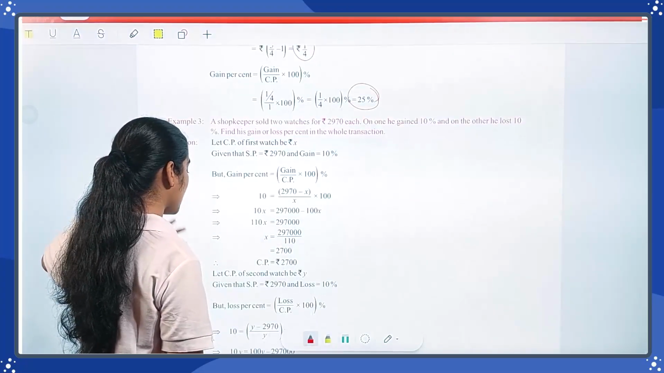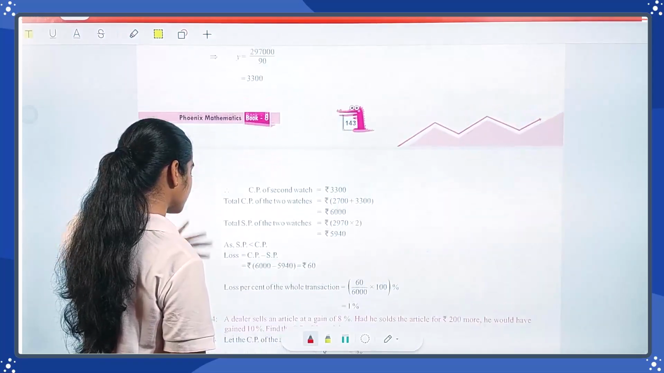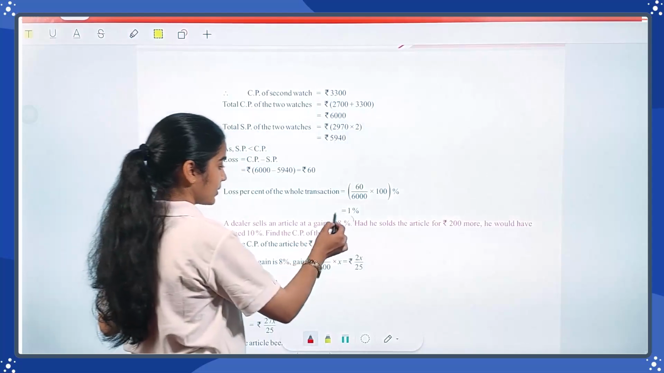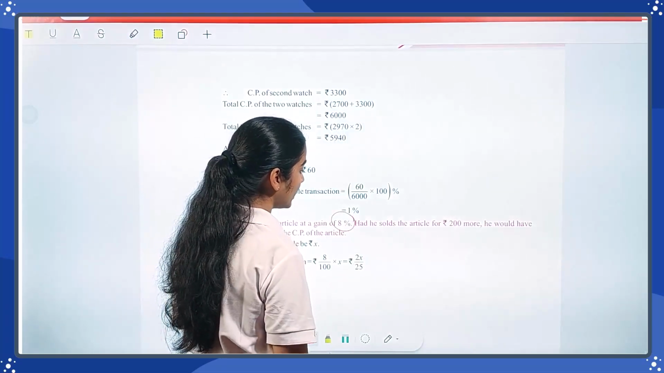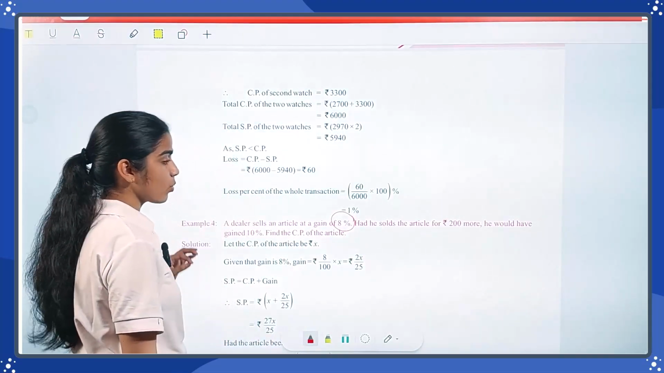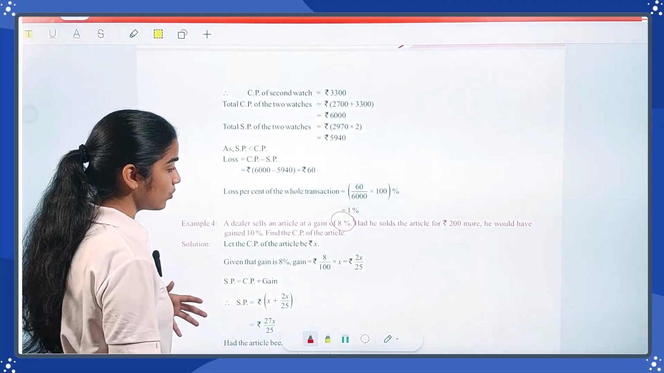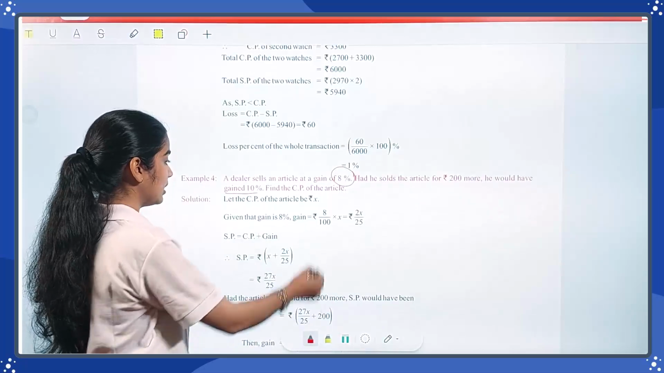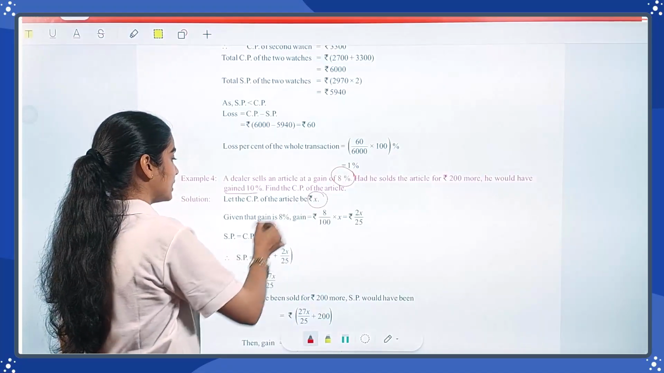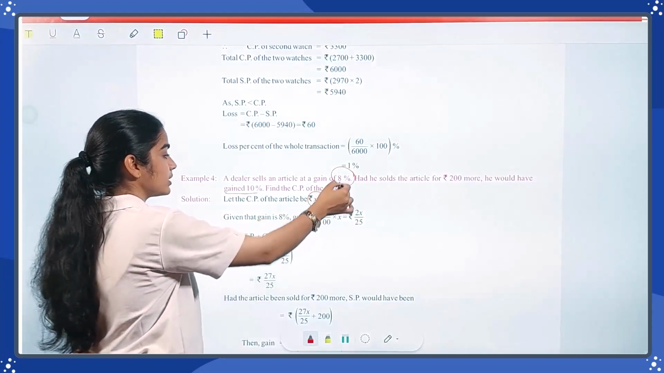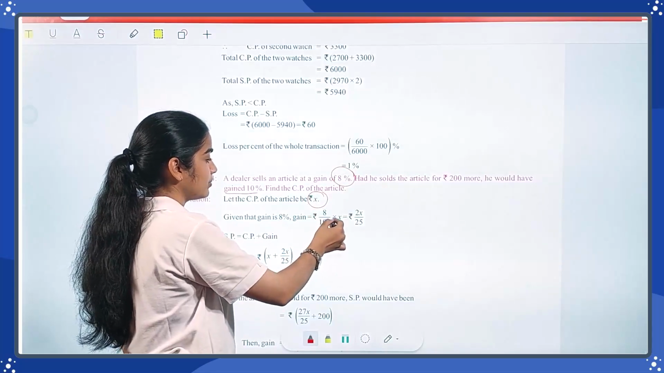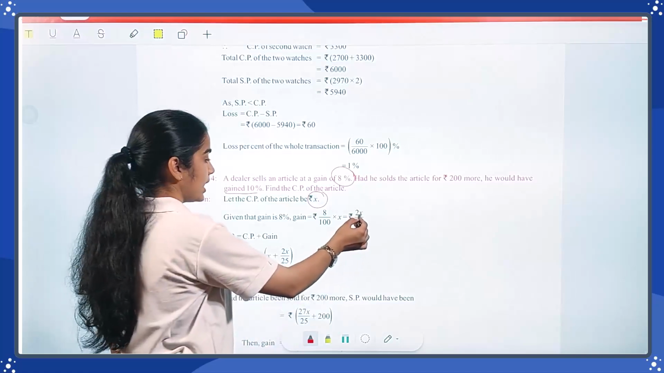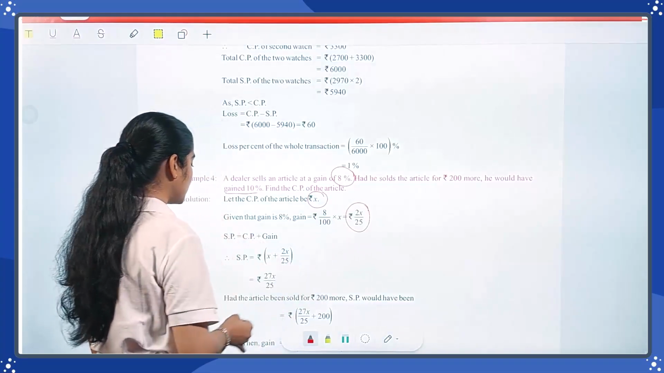Okay. Next we have, a dealer sells an article at a gain of 8%. Had he sold the article for 200 more, he would have gained 10%. Find the cost price of the article. So let's take the cost price of the article as X. Now 8%, which means 8 upon 100 multiplied by X to find out the gain. The end result is 2x upon 25.